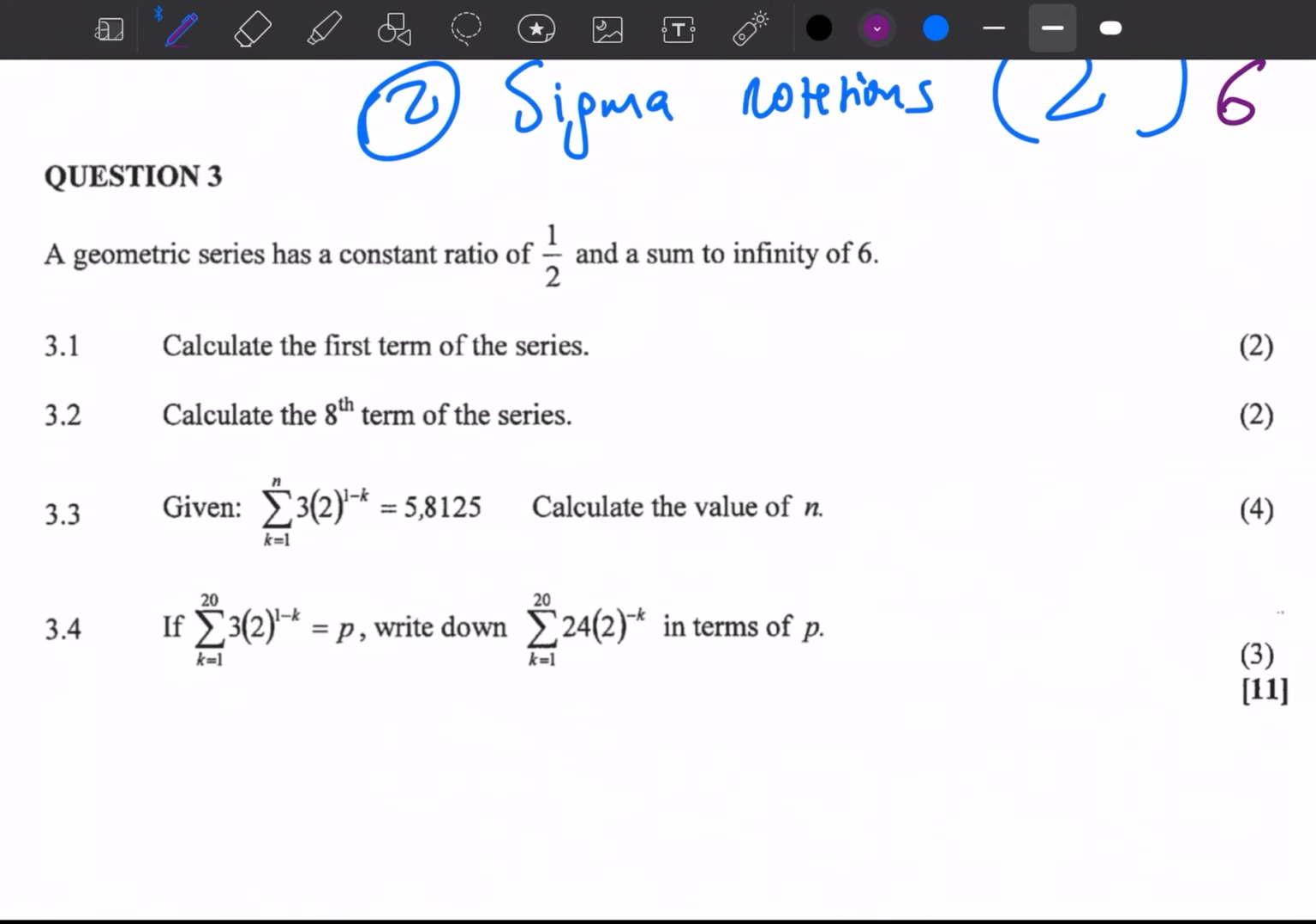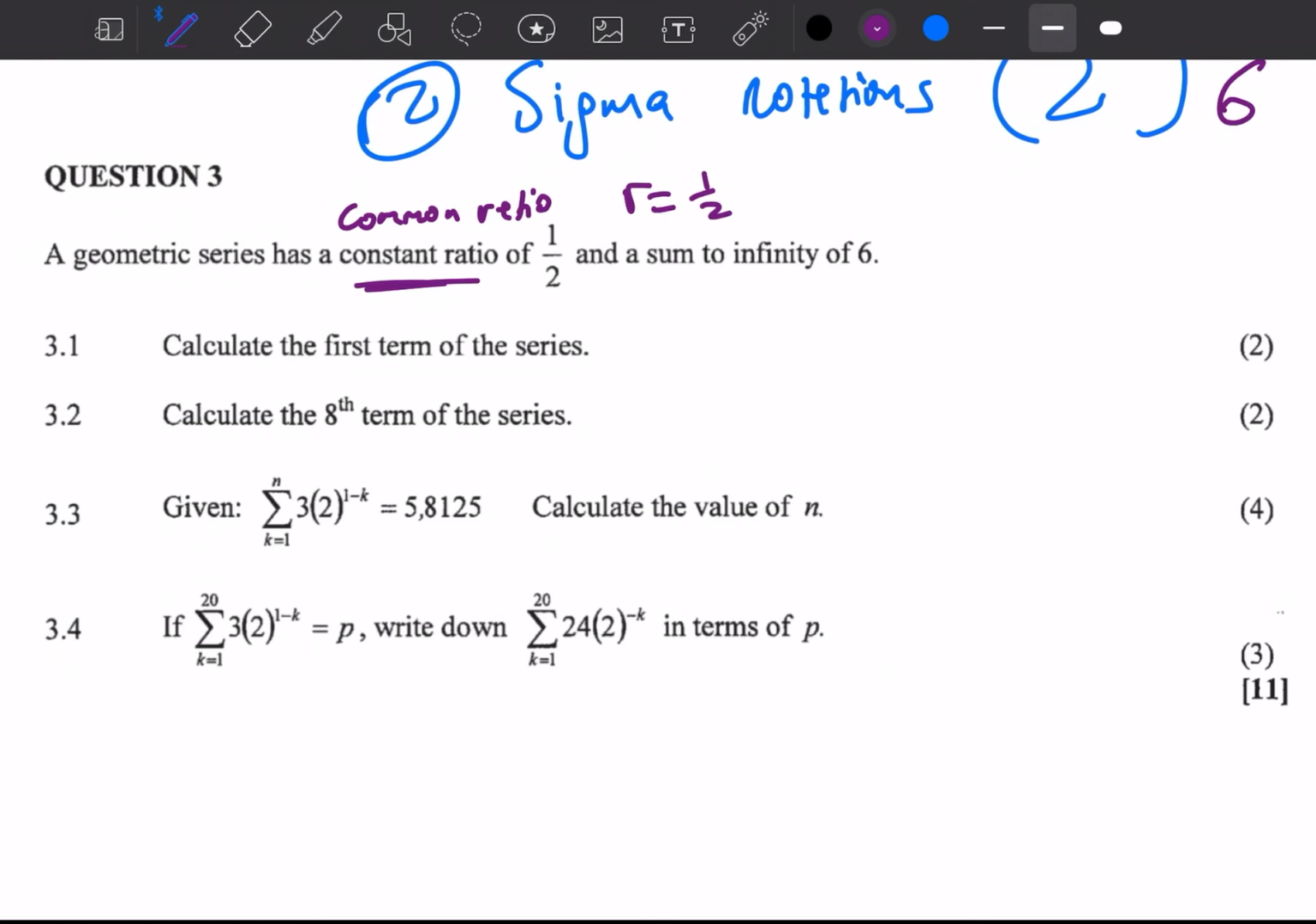A geometric series has a constant ratio of half. So basically our R here is half. Remember, in geometric series we have what you call R, and R is a constant ratio, or sometimes called common ratio, depending on the context, but that's basically the same thing: constant ratio, common ratio.